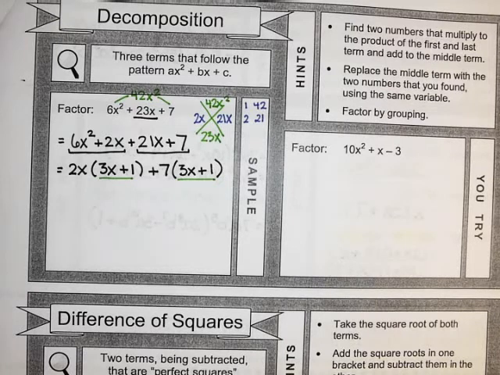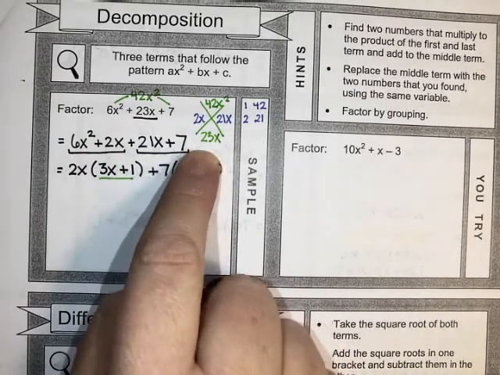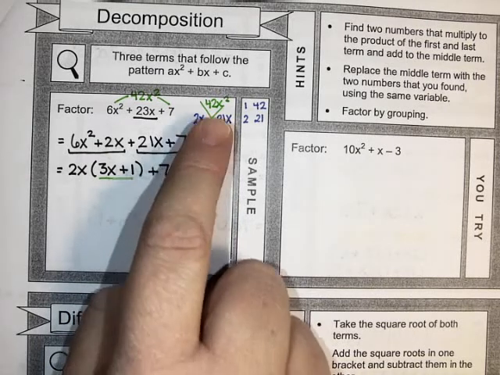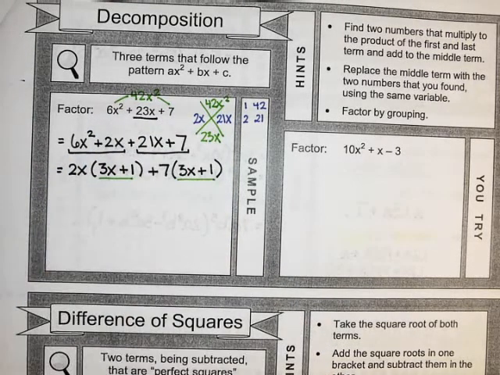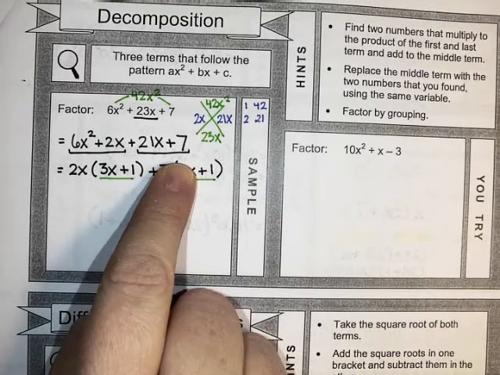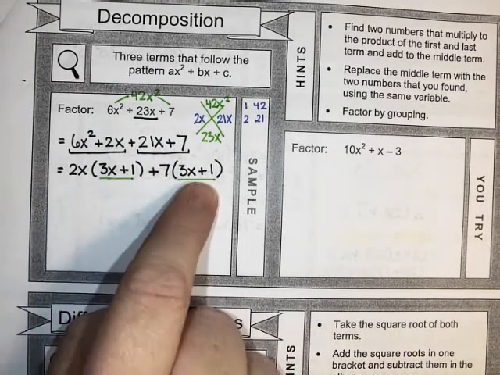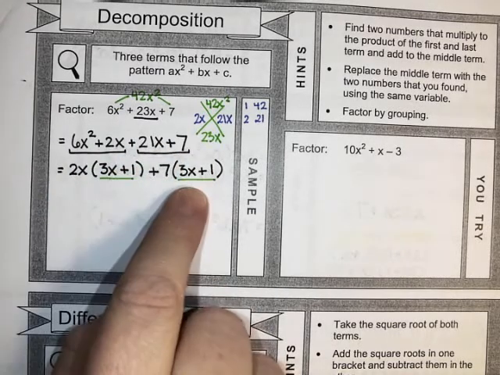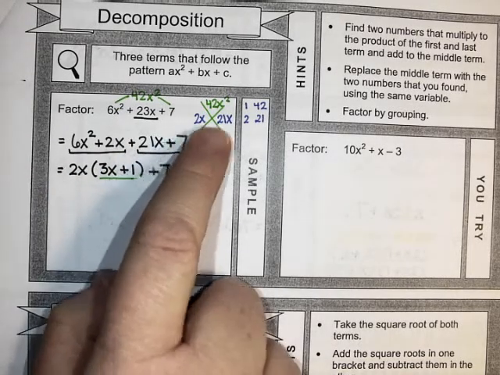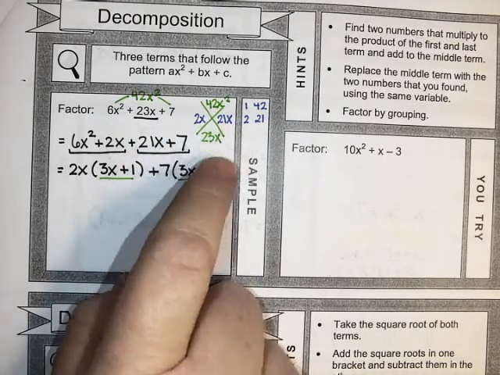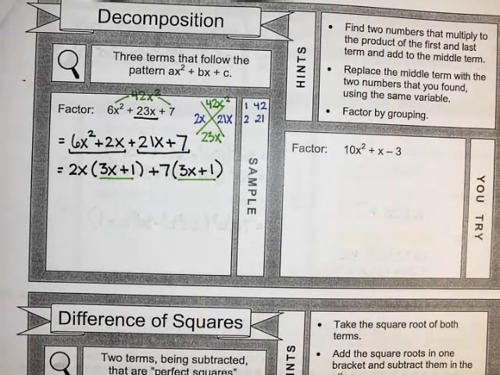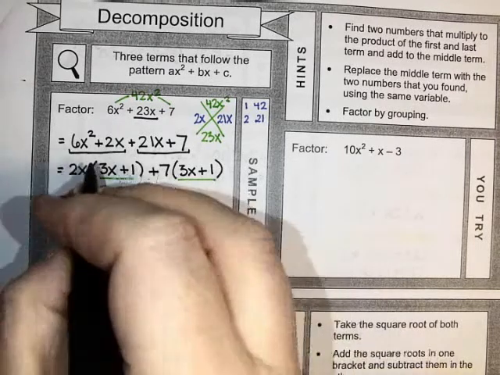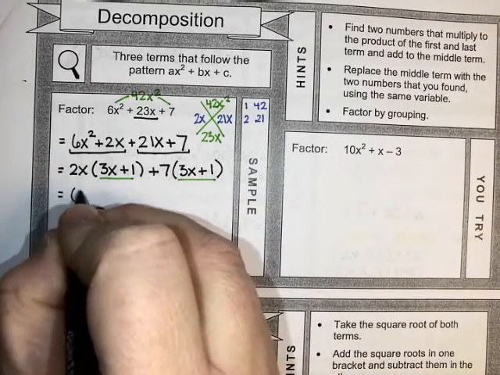When you're factoring by grouping, not every question will factor by grouping. But when I use this method and I find two numbers that add to the middle term and multiply to the first and last term, it should always factor by grouping. If you are not getting the same brackets here, it means one of two things. Either you made a numerical error in these steps, or these two numbers do not actually multiply to 42 and add to 23. Since I did get the same two brackets, that's good. We're going to common factor that out.